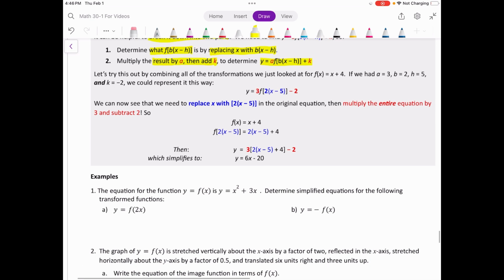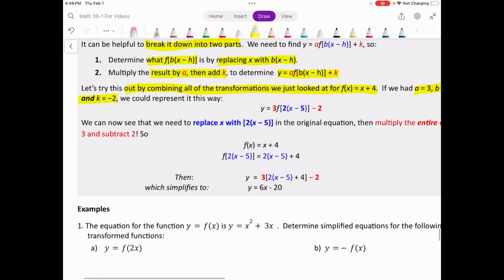So let's try this out. Let's try it out by combining all of the transformations we just looked at for f of x equals x plus 4. So now we're going to do all of those things we talked about, not just the horizontal and just the vertical. We're going to do all of it. So we're going to make a equals 3, b was 2, h was 5, and k was negative 2. What would that look like? Well, in function notation, y equals a times f of b times x minus h, and then outside of those function brackets, plus k, which is minus 2.